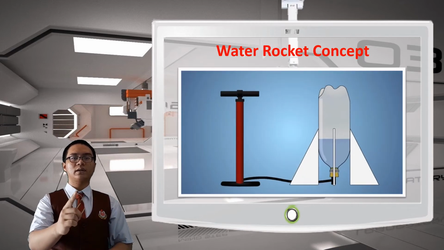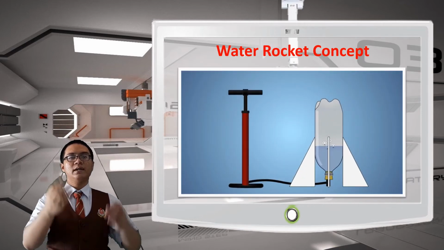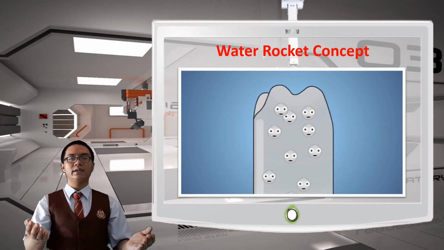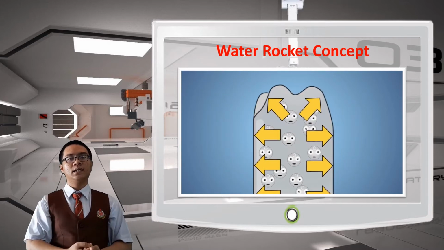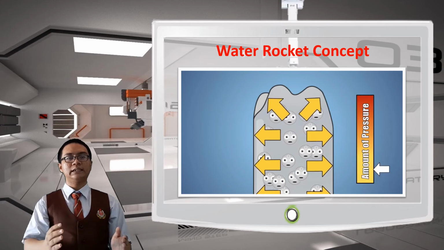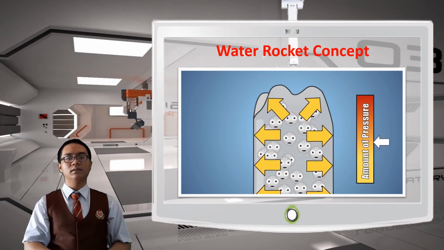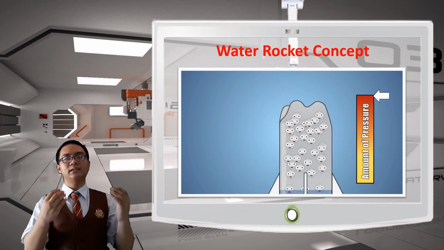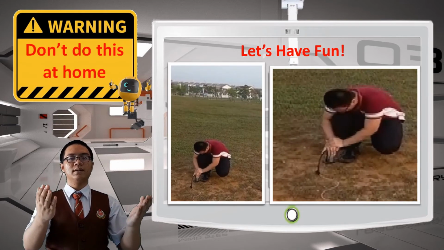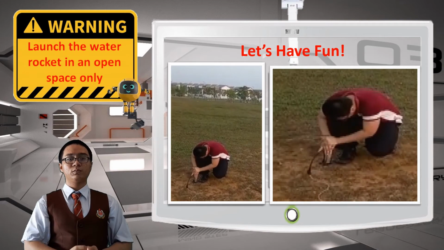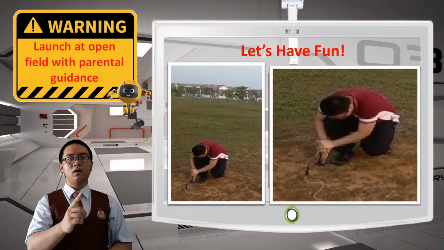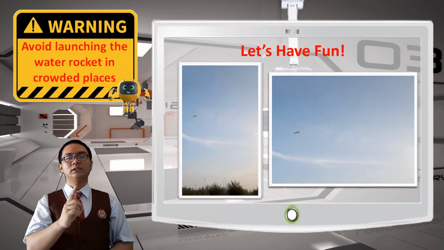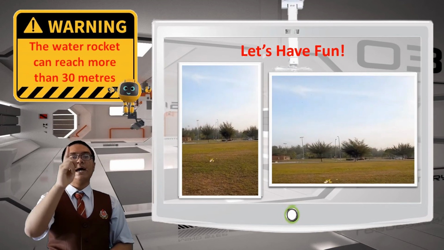To launch the water rocket, I need to pump enough air into the rocket. As more air molecules enter the bottle, it will be compressed, causing the air pressure inside the bottle to increase. When the pressure built up inside the bottle is maximum, the air will be pushed down and the cork will be pushed out, making the water rocket shoot straight up at high speed.